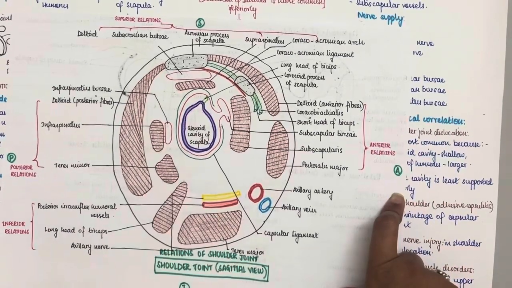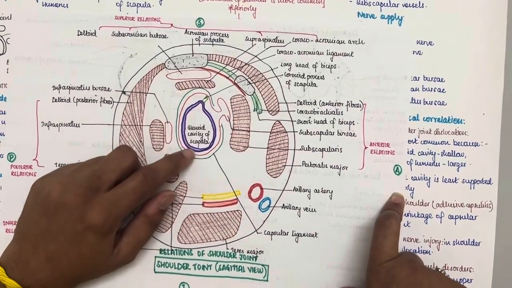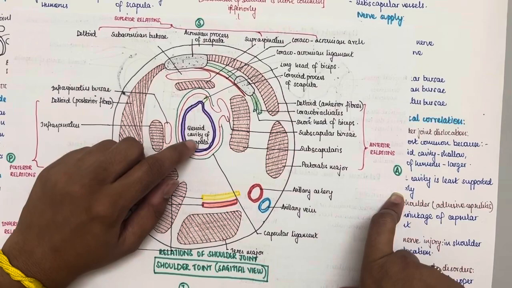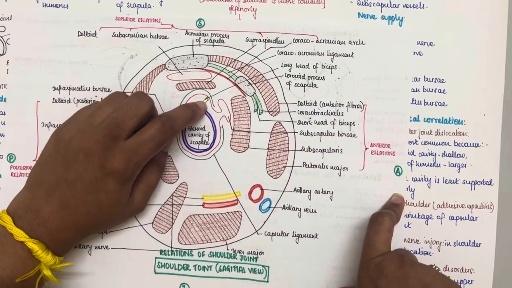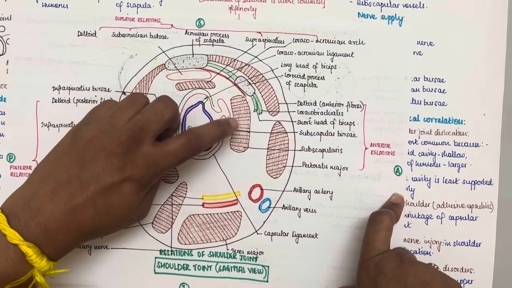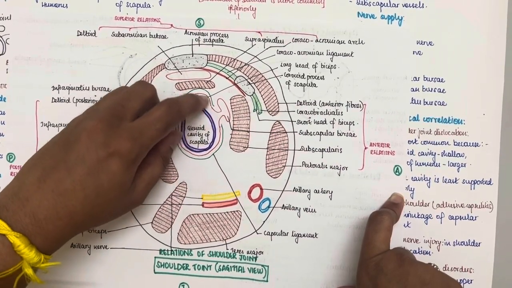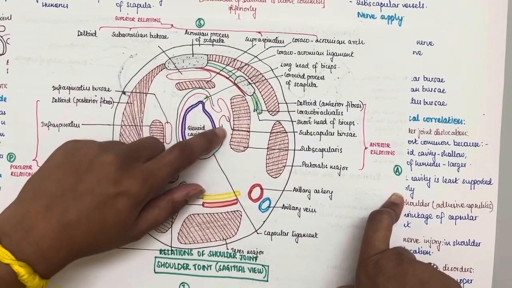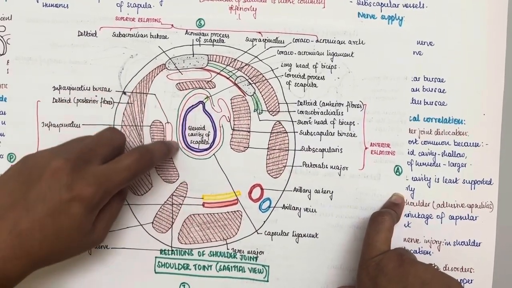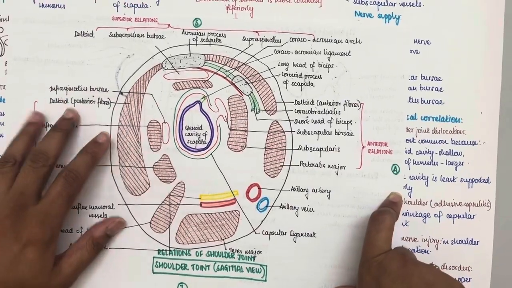Now let us see towards the middle of the shoulder joint. We already know that this is glenoid cavity of scapula, and then it has long head of biceps. This is subscapularis, so this is subscapular bursae. It is present below the subscapularis, so it is called subscapularis bursae. And then capsular ligament, this green color.